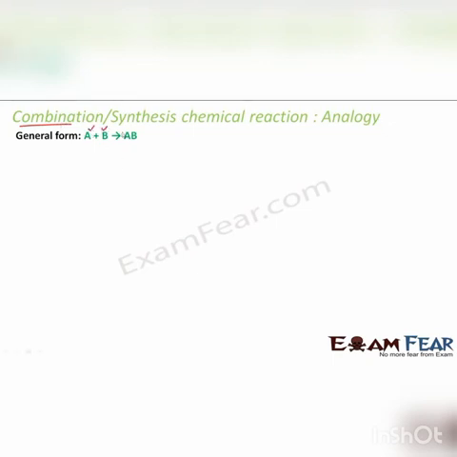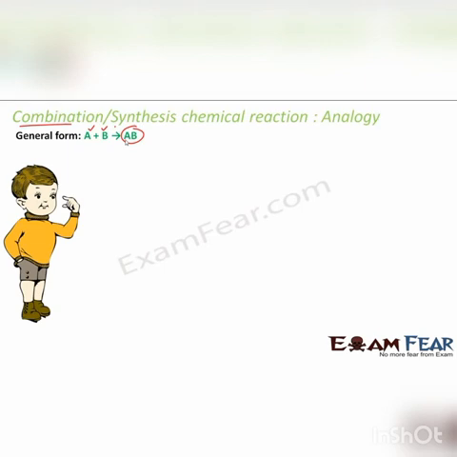The general form of a combination reaction is you have 2 chemicals A and B. They combine to form chemical AB, and there may be something required, for example, heat or some external thing, an extra condition. But the general logic is you have 2 chemicals that combine or synthesize to form AB.